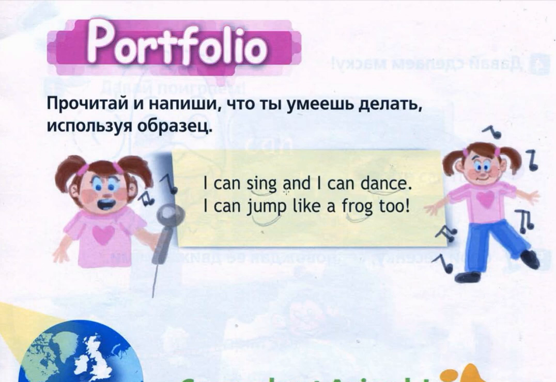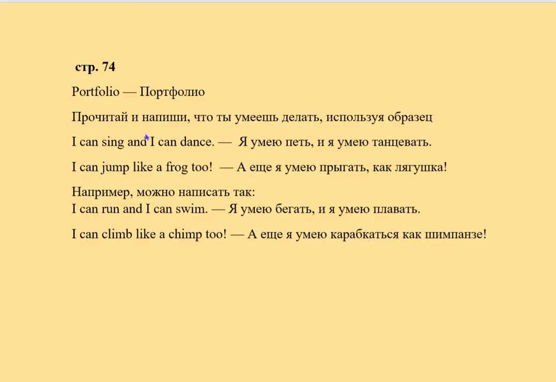I can sing and I can dance. I can jump like a frog too. Repeat once more. I can sing and I can dance. I can jump like a frog too. I can run and I can swim. I can climb like a chimp too.